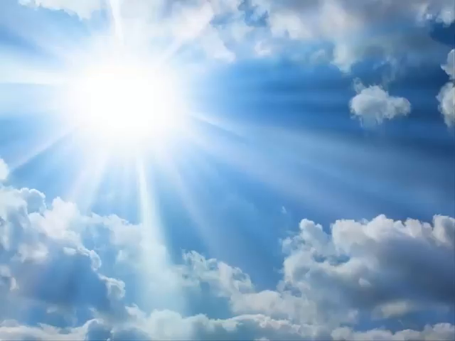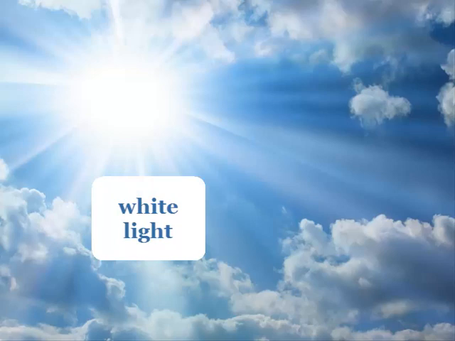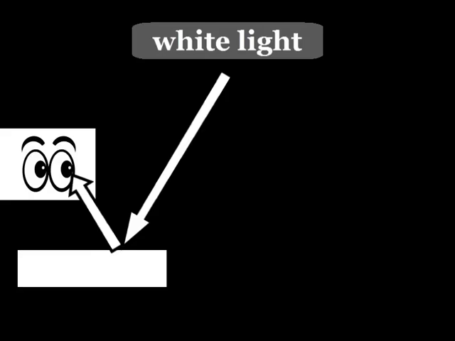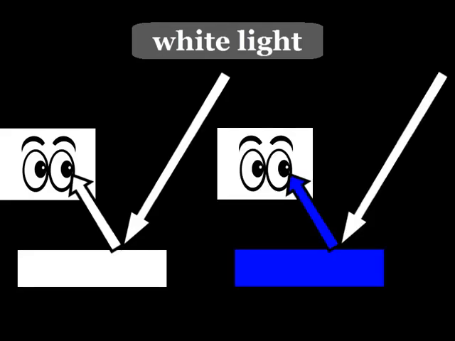Sunlight is an example of what's called white light. White light is a combination of all the colors. Under white light, white objects appear white, and colored objects appear in their individual colors.